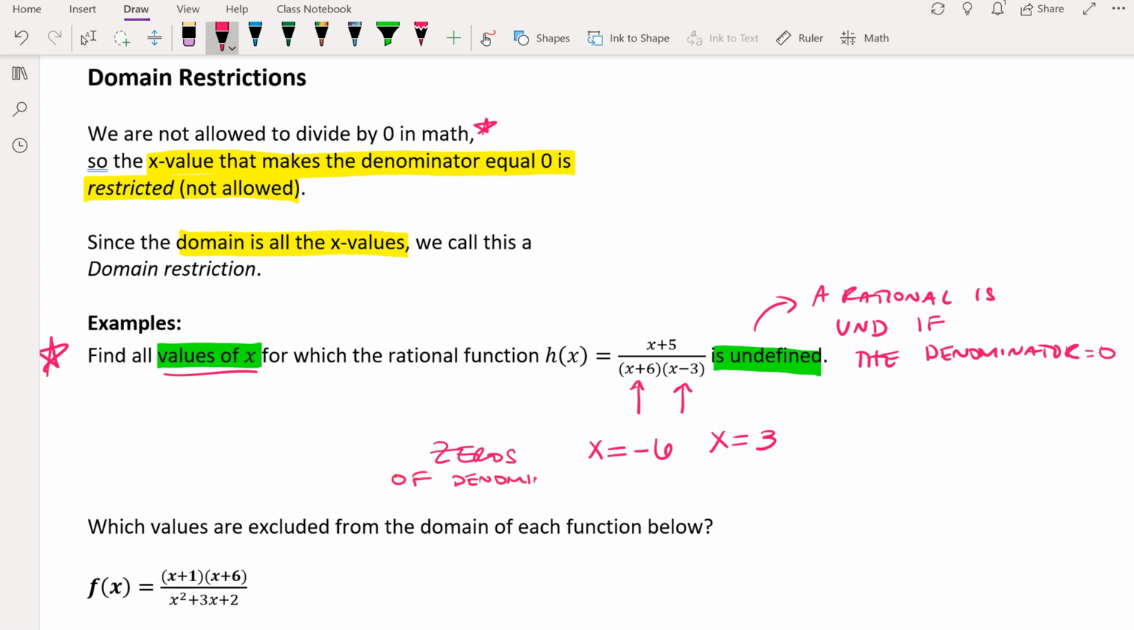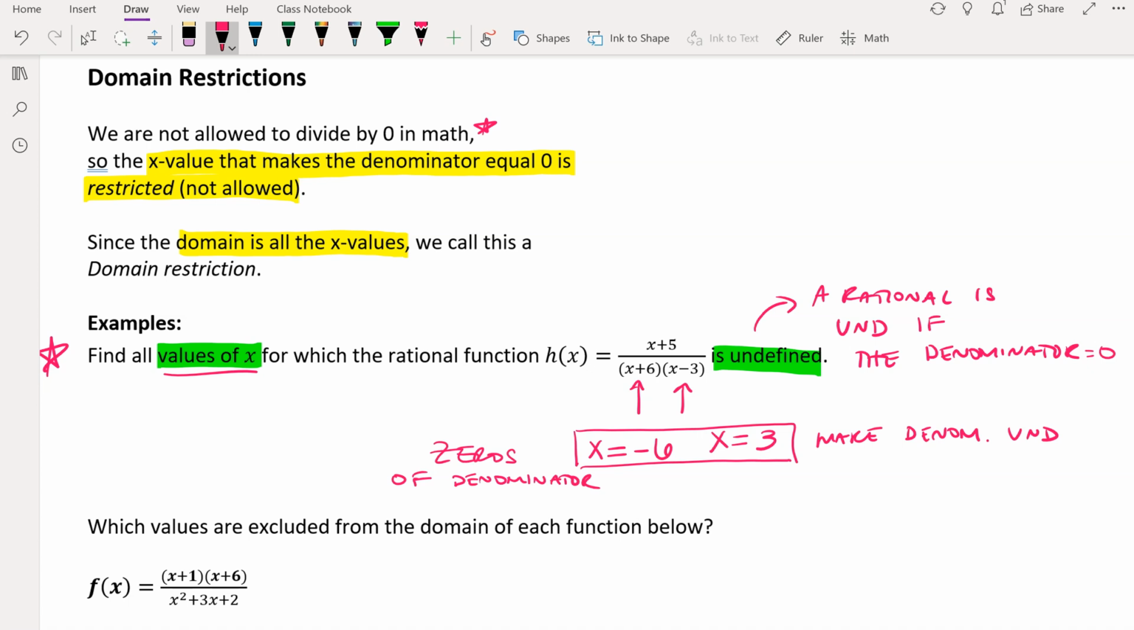But here's the thing. We don't want to know the zeros of the denominator. We want to know what x values will make this function undefined. It's anything in the denominator that would make the denominator equal 0. So that happens to be the answer. These x values make the denominator undefined. The denominator of that rational function h of x.